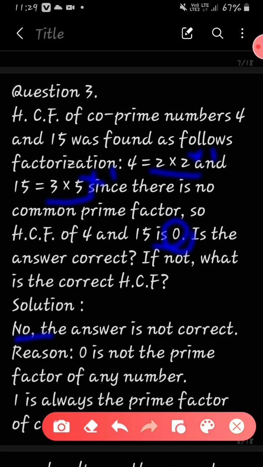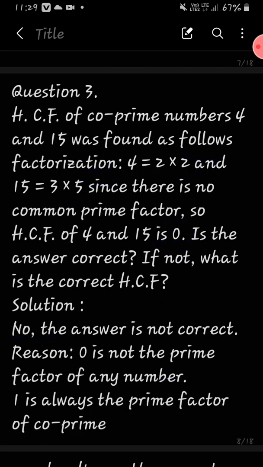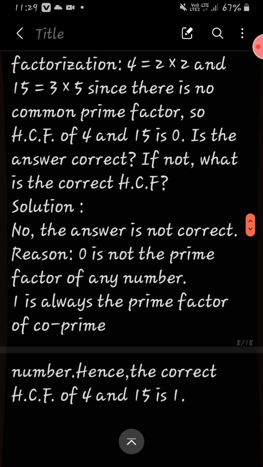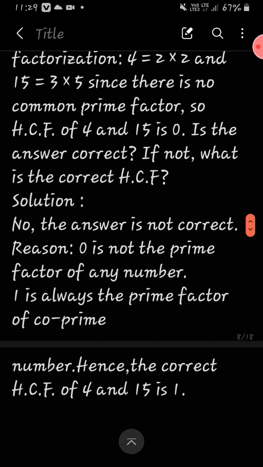So our answer is no. The answer is not correct, and the reason is that 0 is not a factor of any number. 1 is always the common factor of co-prime numbers. Hence the correct HCF of 4 and 15 is 1.